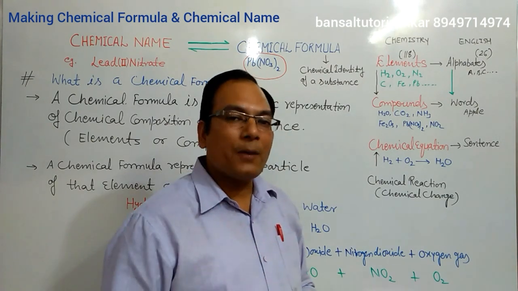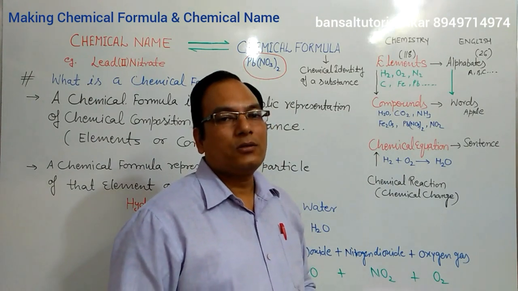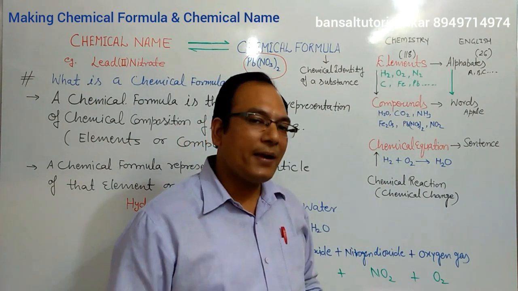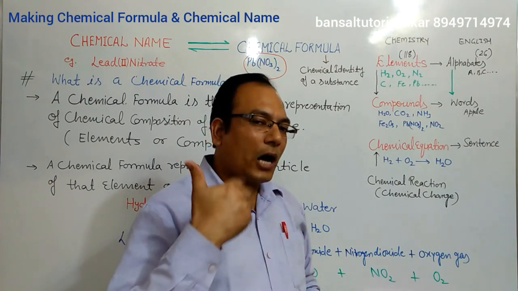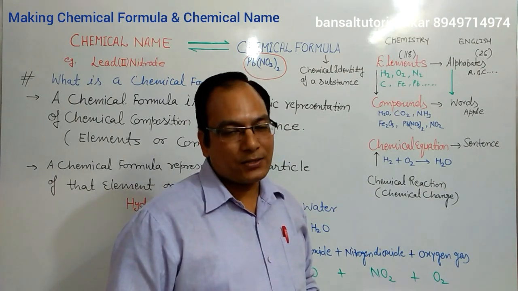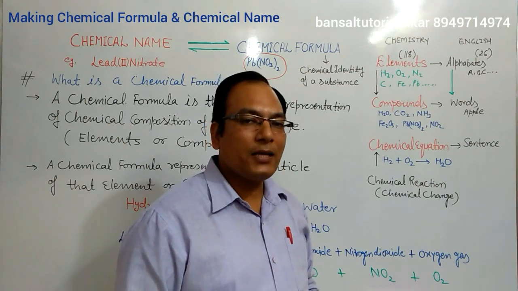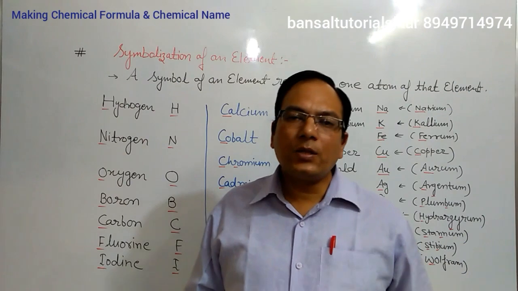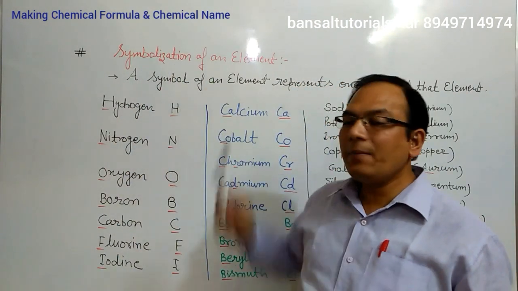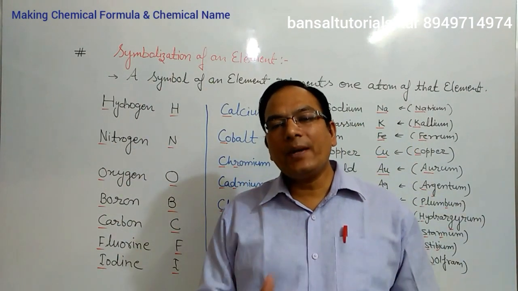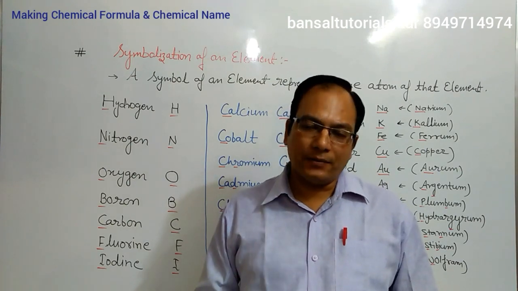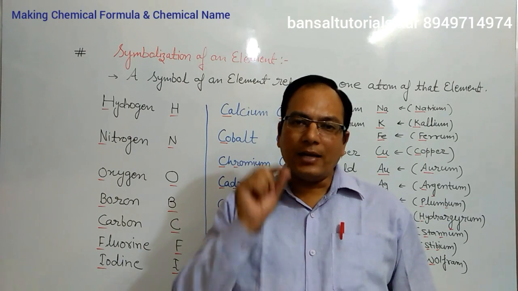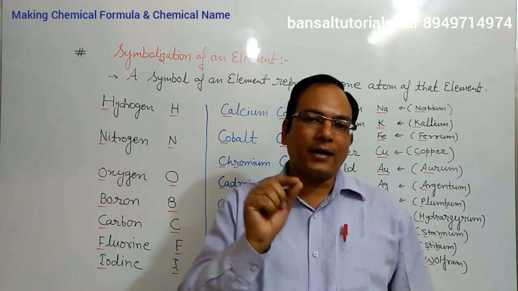And to make the formula of a compound, we should first know about the elements: what are the different types of elements and how we can symbolize them. So first of all, we will see the different types of elements and their symbolization. Students, symbolization of an element means an abbreviated form of the name of an element. It is a short form of the name of the element and it is used for making the chemical formula.